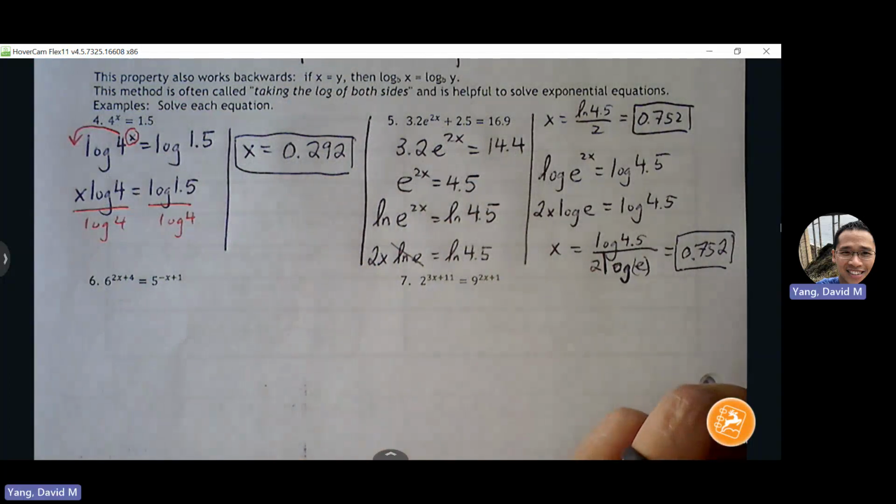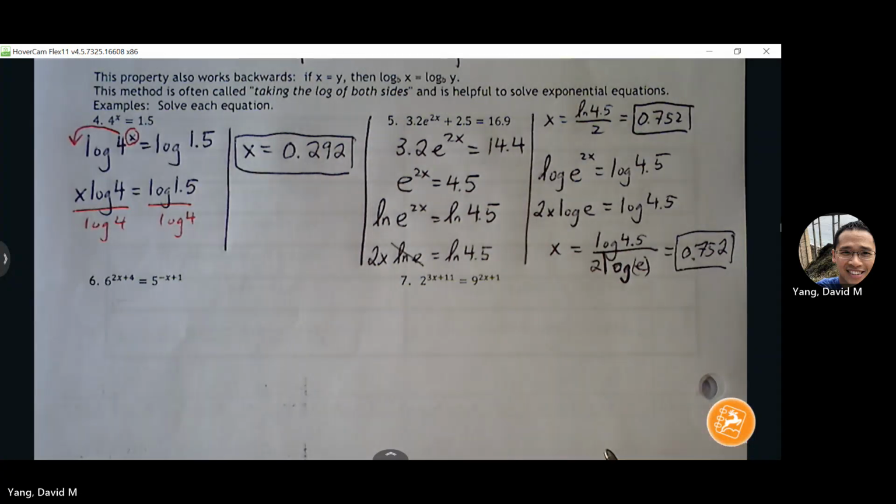Wait, too long to read that down. Same time, too, same time.